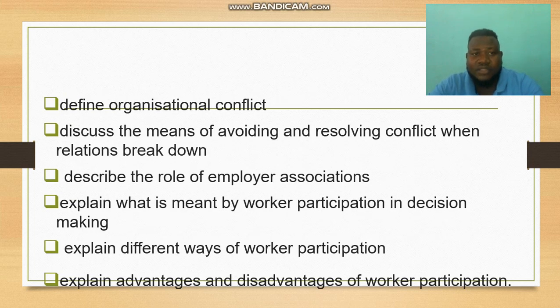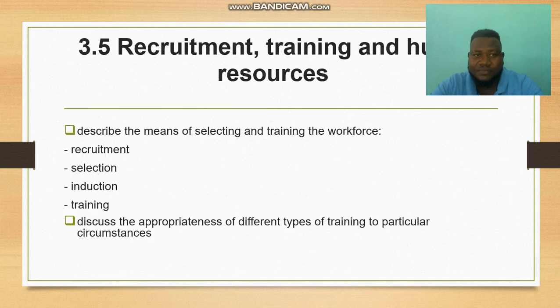And then you should be able to define organizational conflict, discuss the means of avoiding and resolving conflict when relations break down, and then describe the role of employers associations. Employers also have their associations that represent them. So that is called employers associations. Explain what is meant by worker participation in decision making. Explain different ways of workers' participation. And then explain the advantages and disadvantages of worker participation.